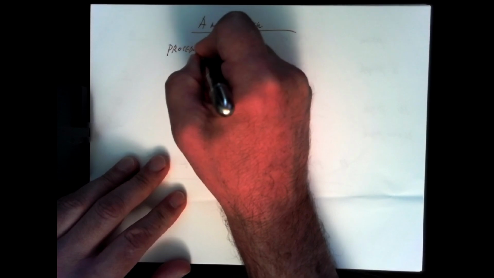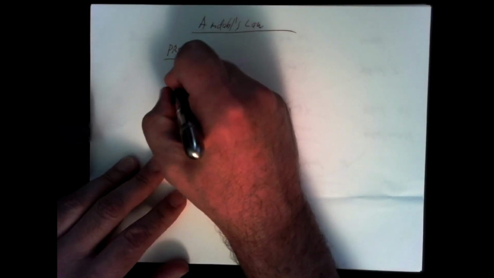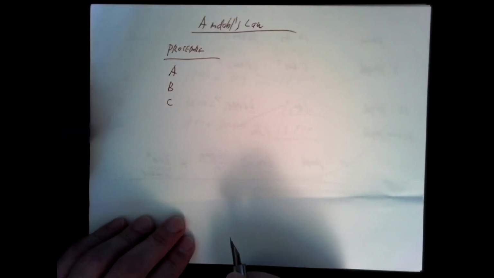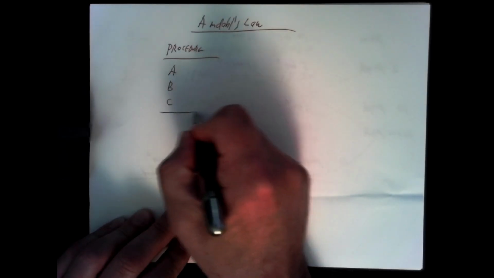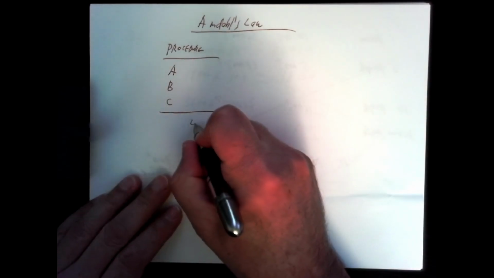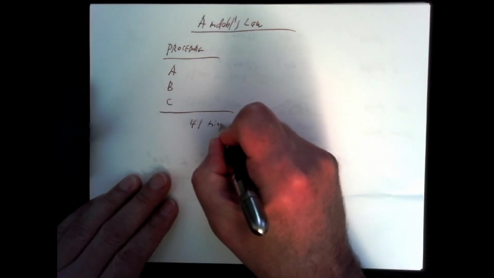So suppose that we have some procedure that we're trying to perform, and it can be broken into 3 pieces. So piece A, piece B, and piece C. And it takes a certain amount of time to do each of these, and so we can find a total amount of time. And so suppose the total amount of time it takes us is 41 minutes.